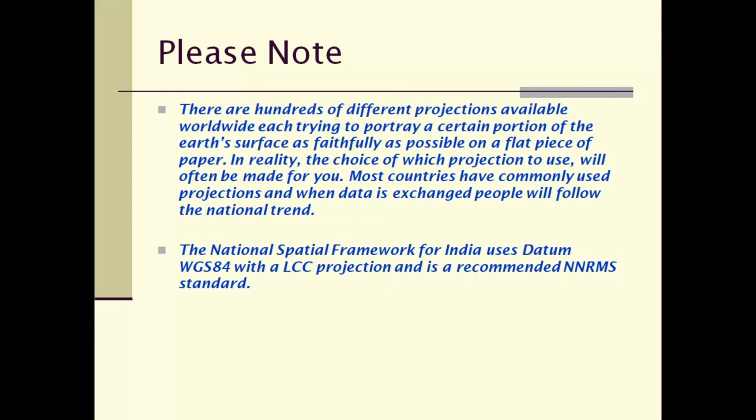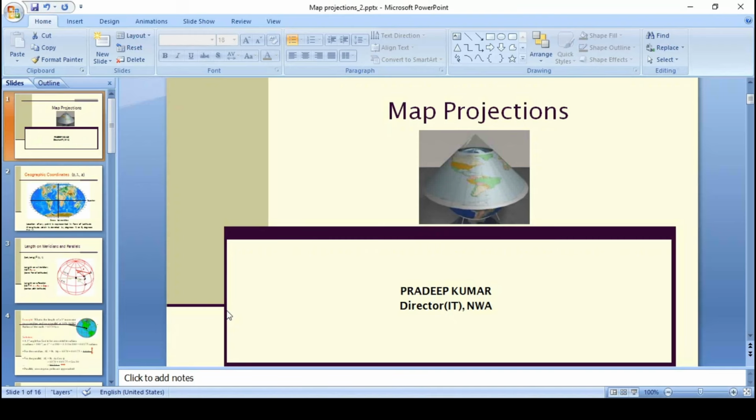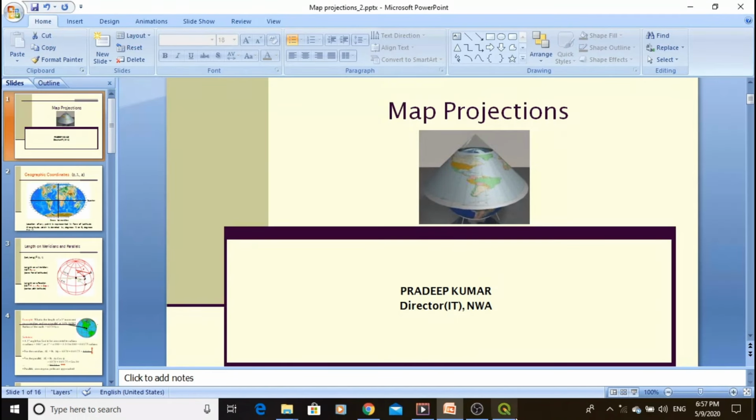In India, the National Space Framework for India uses datum WGS84 with the LCC projection, and it is recommended by NNRMS standards. So India generally uses LCC projection and WGS84. But for this training, we will use UTM. How we can convert data from one reference system to another, I will tell you in my hands-on session. So this is the end of the slides, and now we will switch over to our QGIS session.